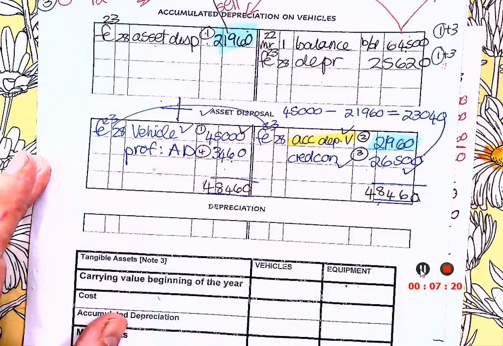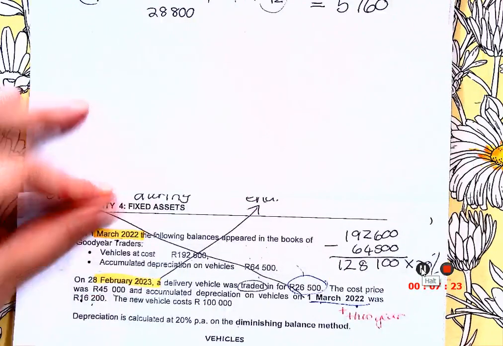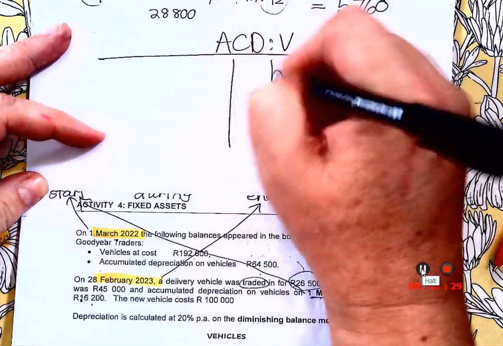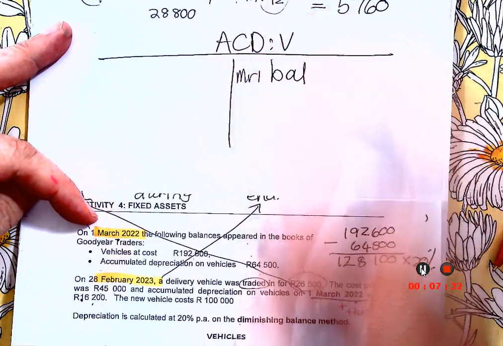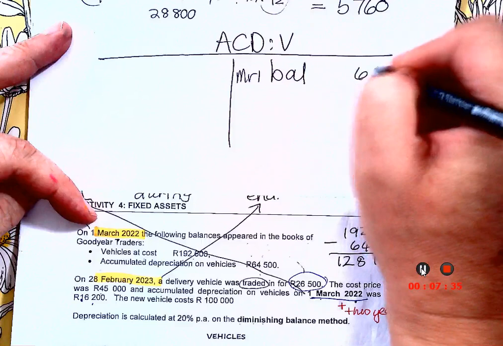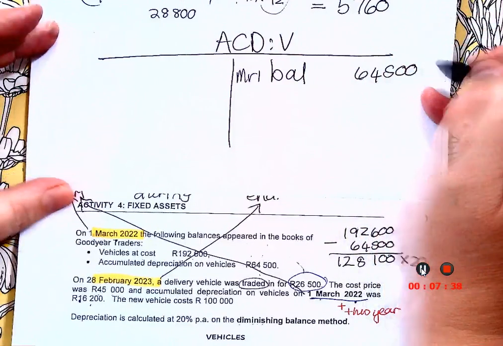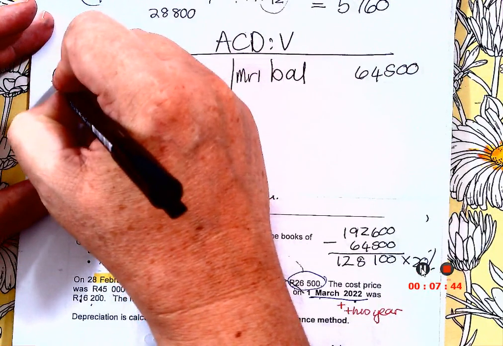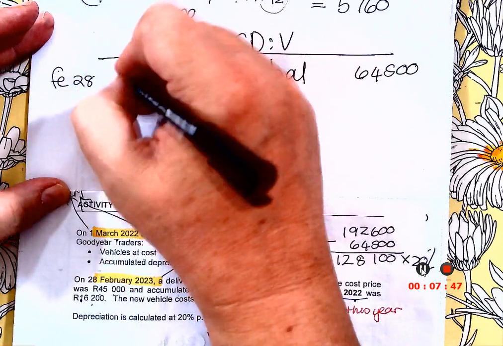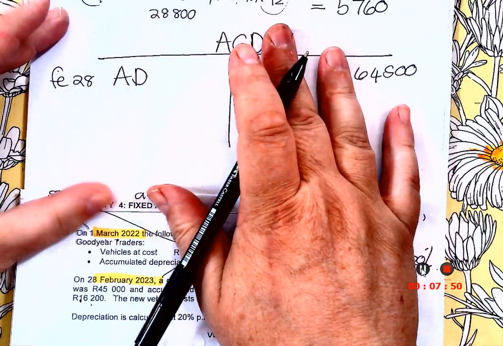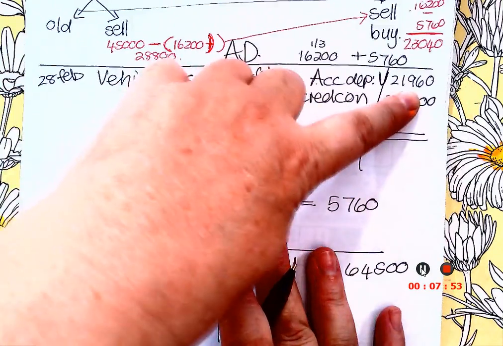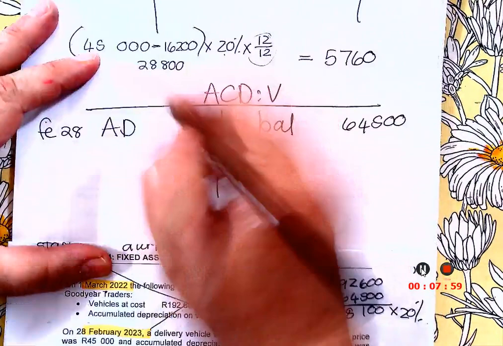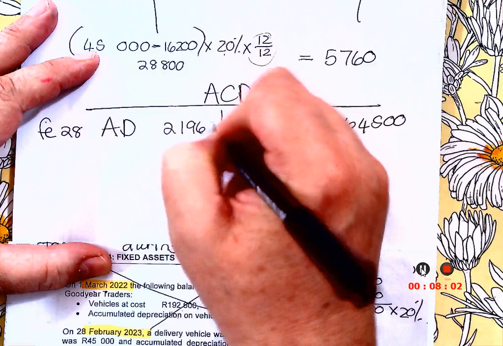Is everybody sharp with this? So now I need to do the accumulated depreciation. I have an opening balance on the 1st of March. They give it to me: 64,500. I already know what was the accumulated that I wrote off on 28 February on the disposal of my asset. I must have already calculated it. It's the 21,960.